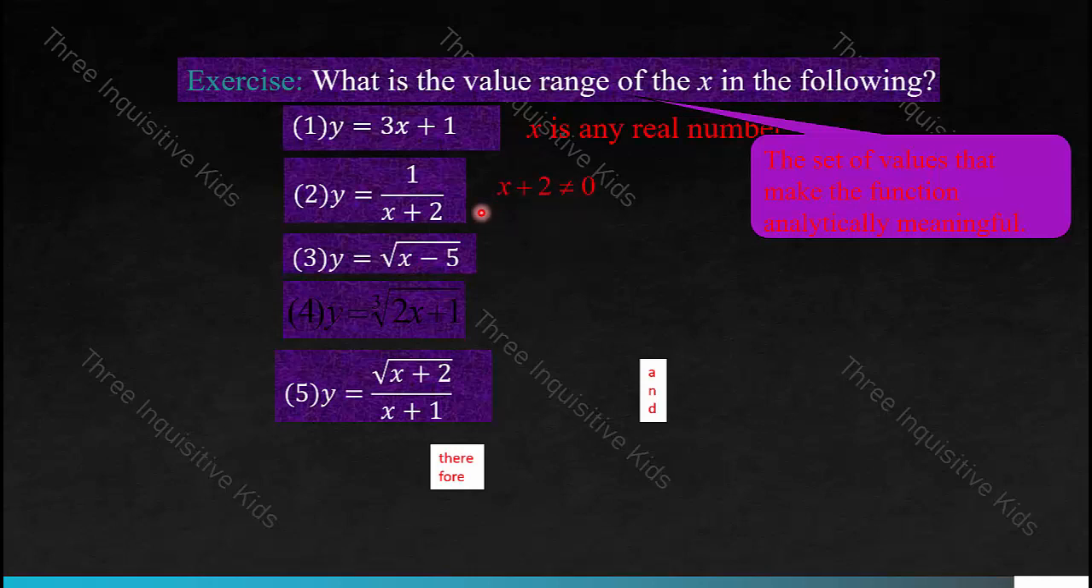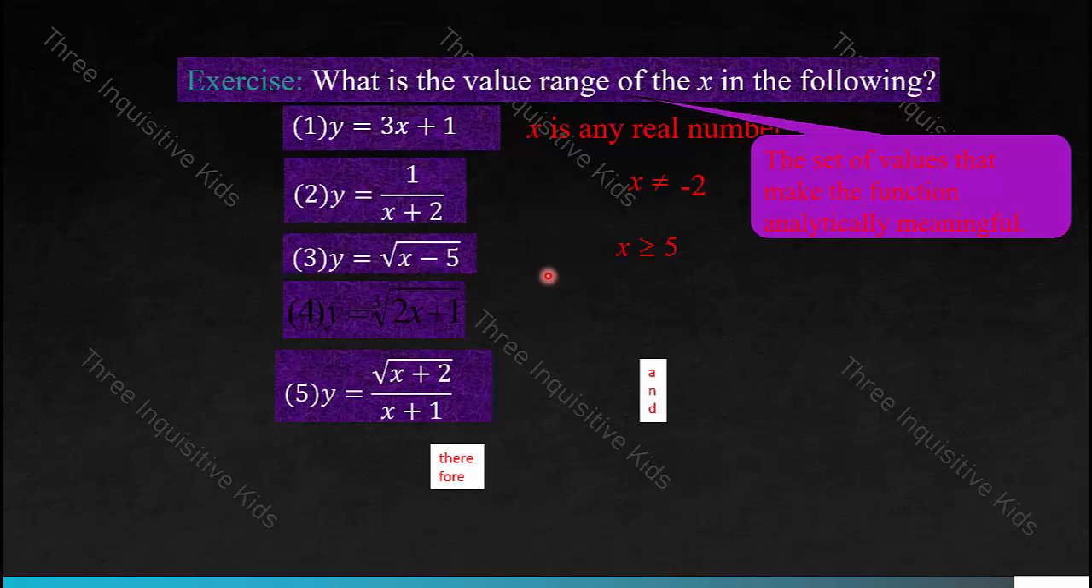X plus 2 cannot equal 0 because in mathematics you cannot have a 0 in the denominator of a fraction. So x cannot be equal to -2. Number 3. Here, it does not make sense for x minus 5 to be negative, so it has to be greater than or equal to 0, meaning x has to be greater than or equal to 5.